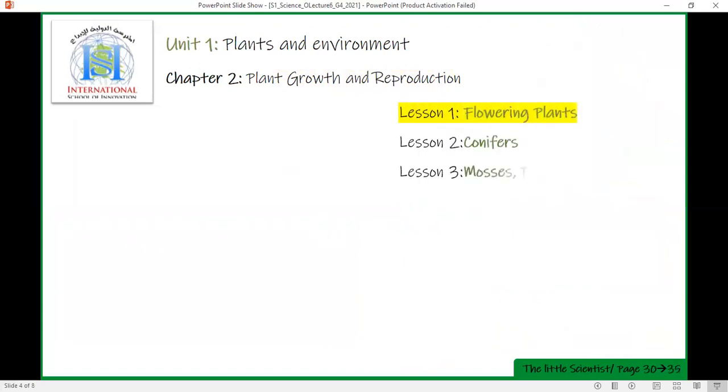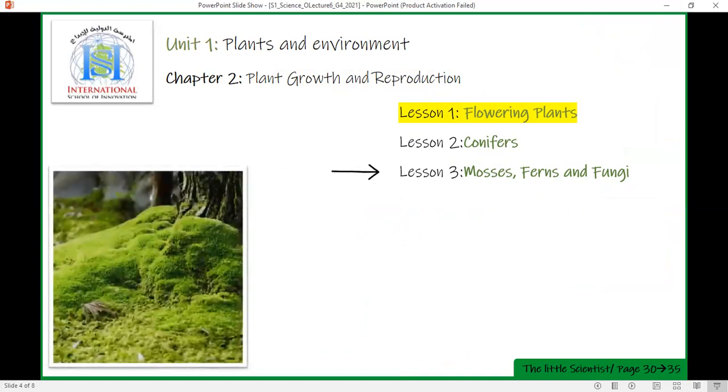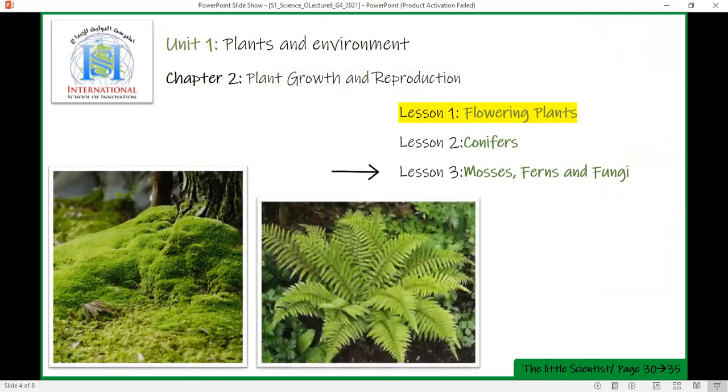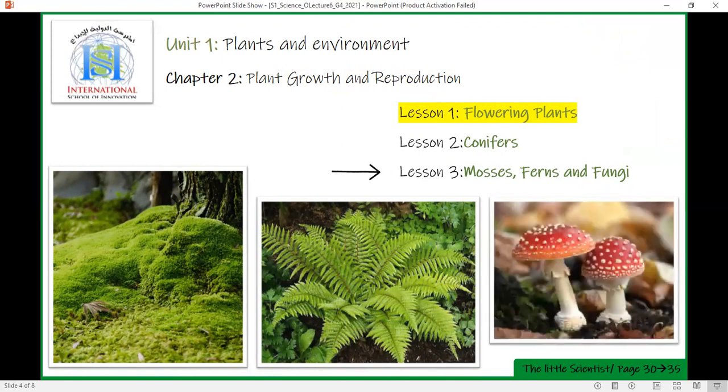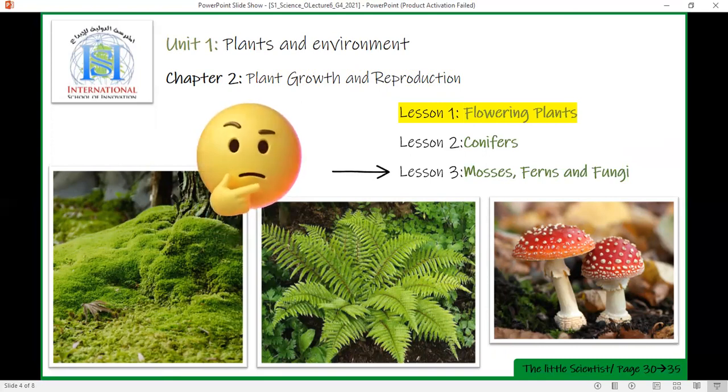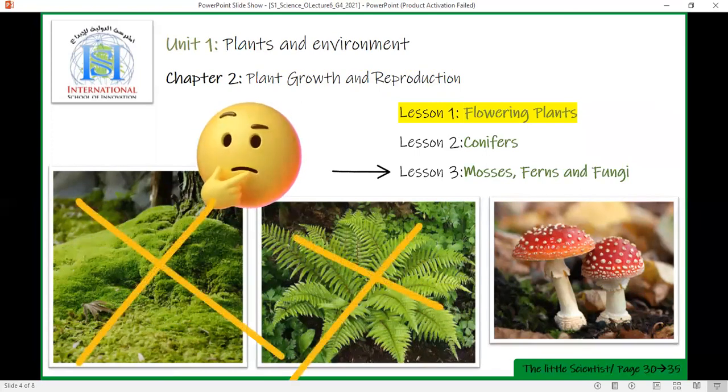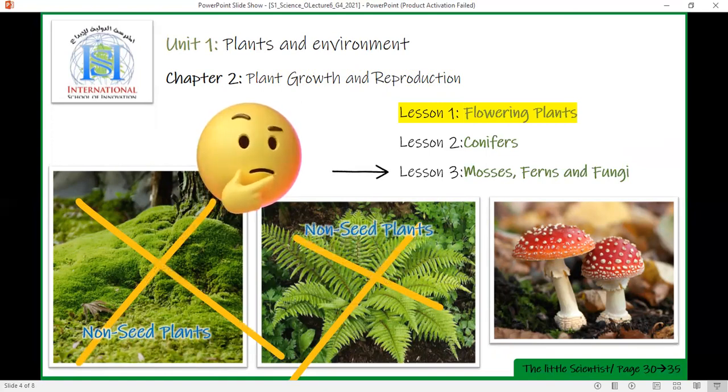When talking about flowering plants, in our previous lecture videos, we said that some plants are non-flowering and they do not grow flowers at all. Let me tell you that mosses and ferns do not make cones also. So mosses and ferns do not make flowers, and they do not grow cones either. So how do they reproduce? Do they make seeds? Mosses and ferns are non-seed plants. They do not make seeds at all.